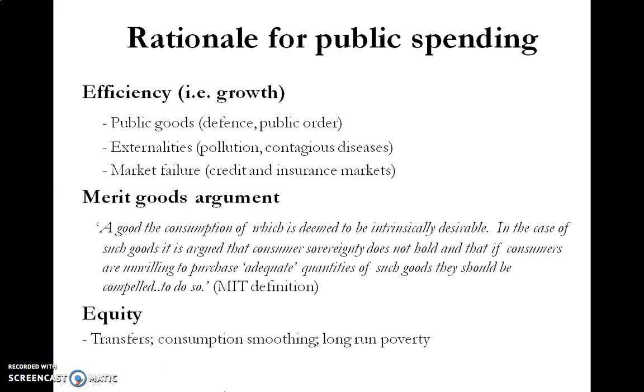So just to refresh your memory of your undergraduate work, what is the rationale for public spending? Well, there is an efficiency argument, which includes public goods, externalities, and market failures. There is also a merit good argument, where, according to the MIT definition, a good, the consumption of which is deemed to be intrinsically desirable. In the case of such a good, it is argued that consumer sovereignty does not hold, and that if consumers are unwilling to purchase adequate quantities of such goods, like healthcare or education, they should be compelled to do so, normally by the government. The last rationale for public spending is equity, and this focuses on transfers and consumption smoothing, as well as long-run poverty.